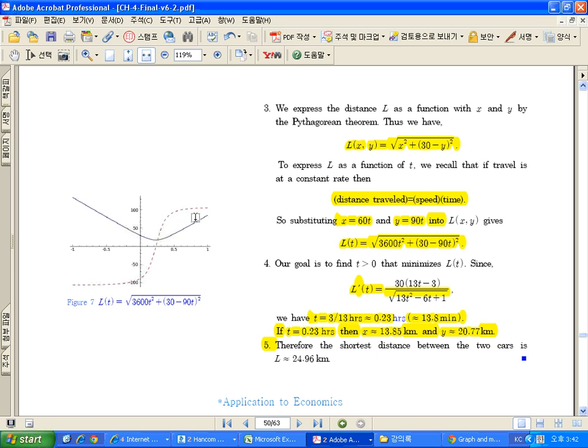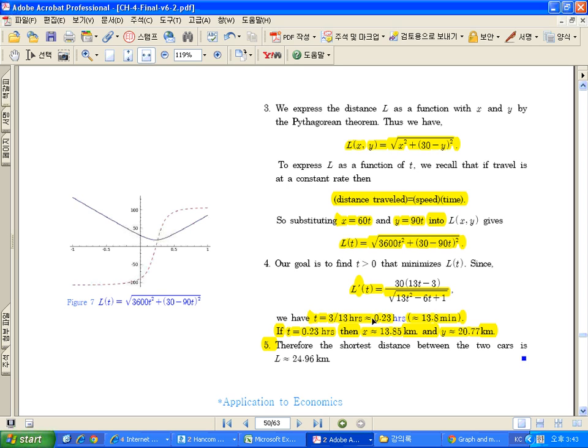Let's see. This is the graph of the distance, and this is the graph of the derivative of this L of t. So we see in this graph that the derivative passes through zero near 0.2, isn't it? So we can roughly expect the critical point is near 0.2. By exact computation, we have 0.23 hours. So the critical value, the minimum distance, occurs at time t equal to 0.23 hours.